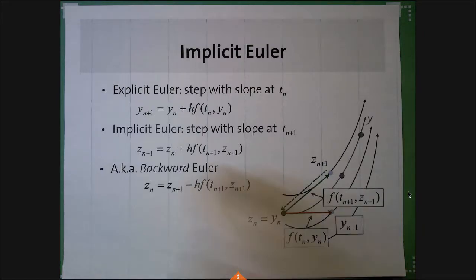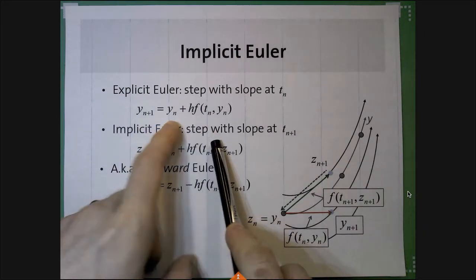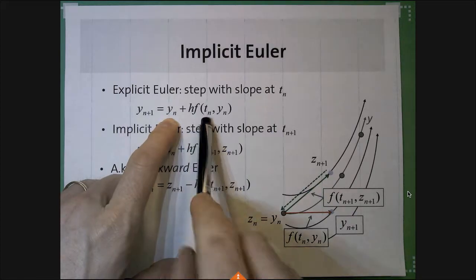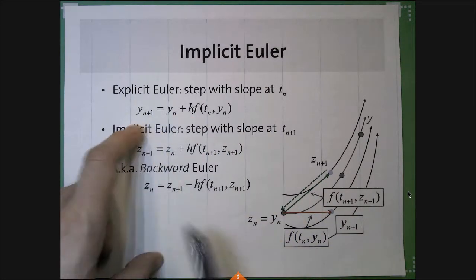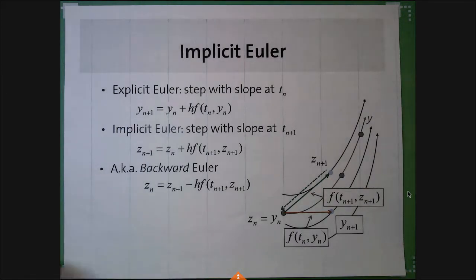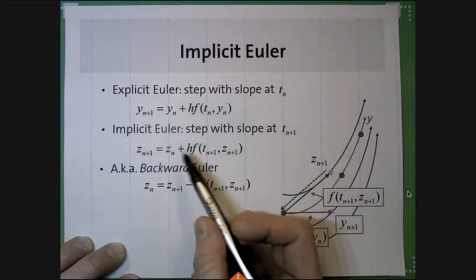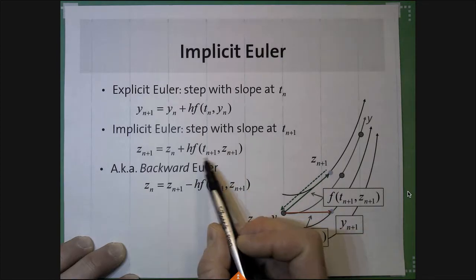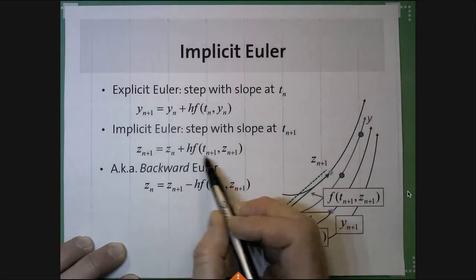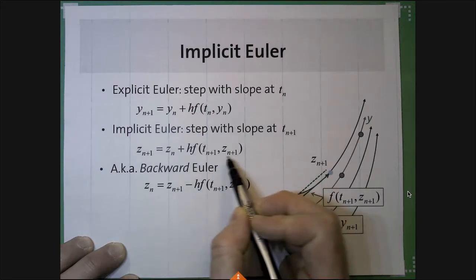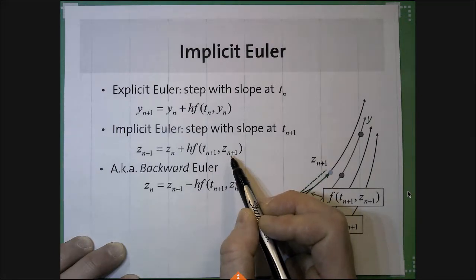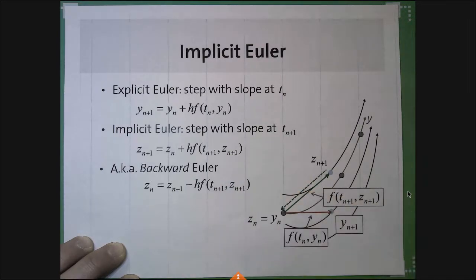So remember, explicit Euler, what did it do? We were at some state yn at time tn. We computed the slope and we stepped forward, right? That's what explicit Euler was. Implicit Euler is interesting. It says that we evaluate the derivative at zn plus 1. That's where we want to step. That's the solution, essentially.